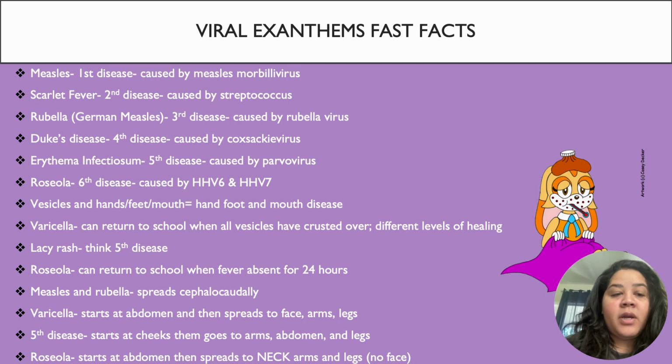Other things to remember: if the vesicles are on the hands, feet, and mouth, you want to think of hand, foot, and mouth disease. For varicella, they can return to school once all of the vesicles have crusted over. Another key term for varicella is different levels of healing. So if you get a test question saying which exanthem would be manifested in different levels of healing, it would be varicella, because remember it has those 3 stages.